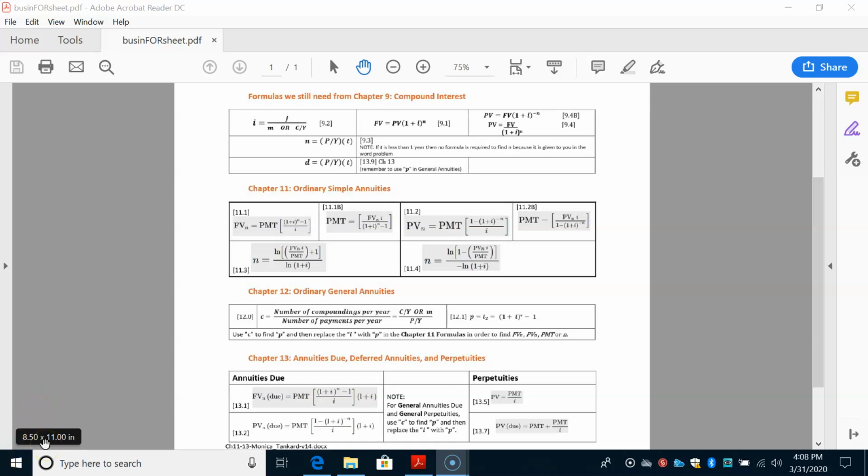If a question is asking for the effective rate or the nominal rate of interest, you first need to find the periodic rate. I'm going to say it again. The formula sheet is for the end of the question, not for the beginning. So don't look at it and be frustrated. You can't look at it until the end of the question.